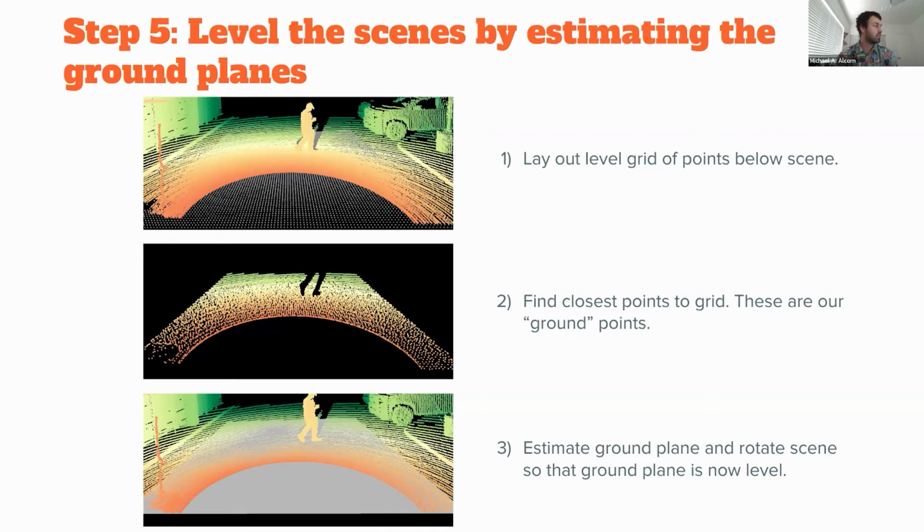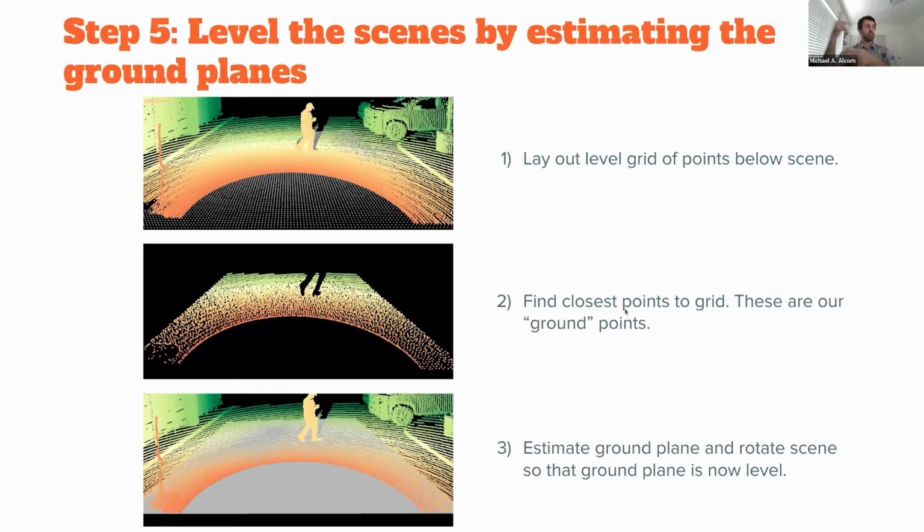This is a really simple algorithm, but it works really well in practice, at least for these orchard scenes and also urban scenes, as I'll talk about later. Basically, the first step is to lay out a grid of points below the scene. Usually you center it at the LiDAR, or you can center it where the human is going to be placed. I think centering it where the human is placed tends to work better.